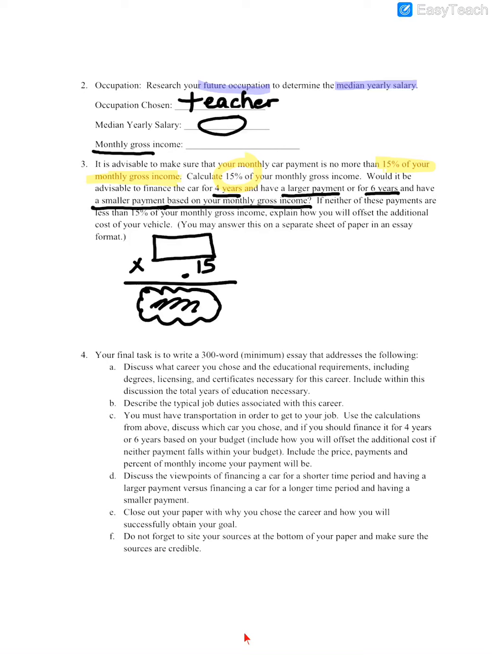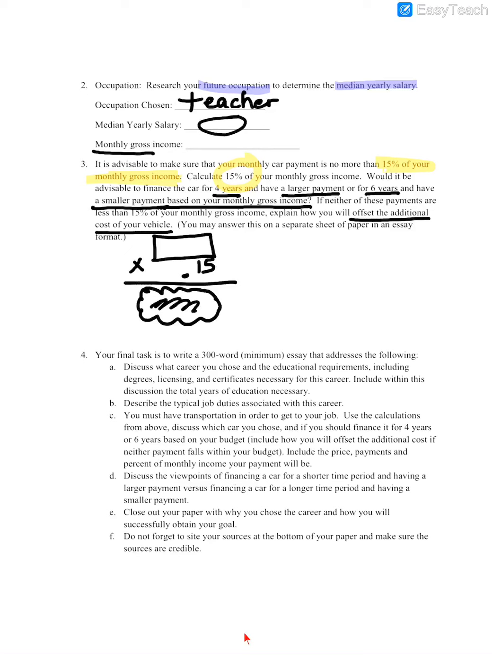If neither of these payments is less than 15% of your monthly gross income, then you've got to decide how you will offset the additional cost of your vehicle. Sometimes that's when people take on a little side job or whatever. You can answer that part on a separate sheet of paper in an essay format. If you want to type it in that Word document we talked about earlier, that will be perfectly fine.